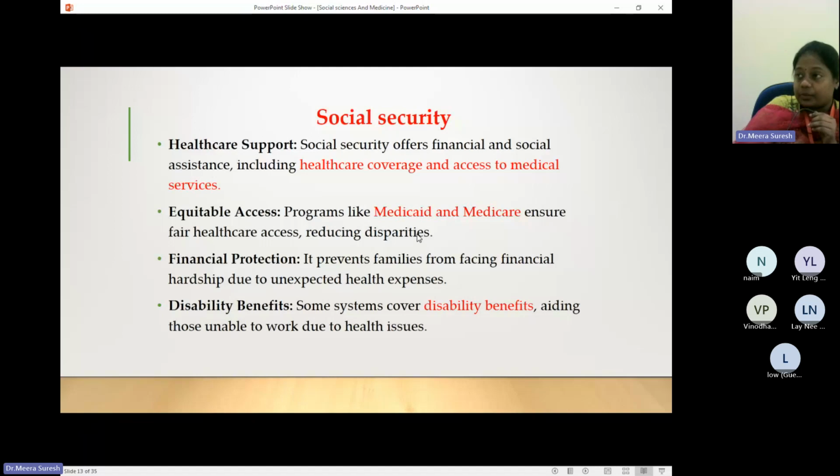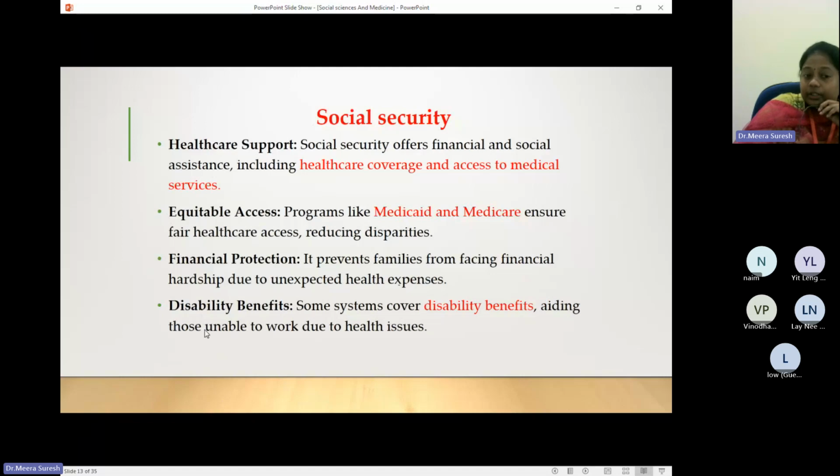So it varies from country to country how social security is provided. But if it is provided uniformly, so that every population has access, then it is very nice. It will be ideal, and it gives equitable access to the health programs. It gives financial protection, so it helps families from facing financial hardships whenever there is an unexpected health expense.